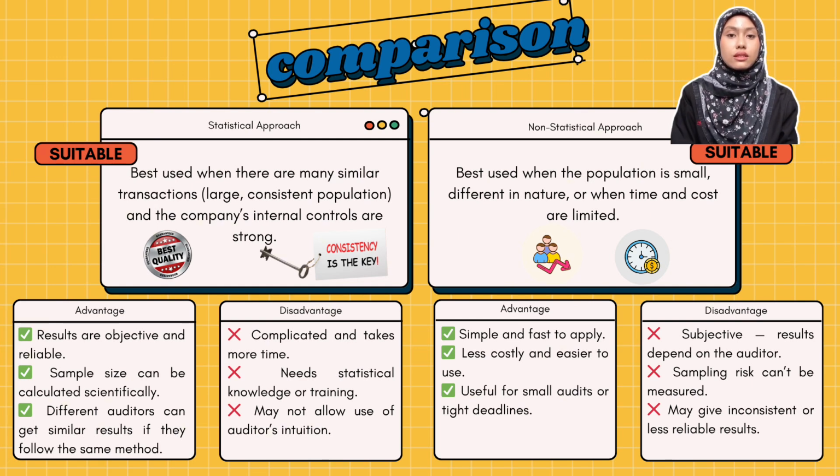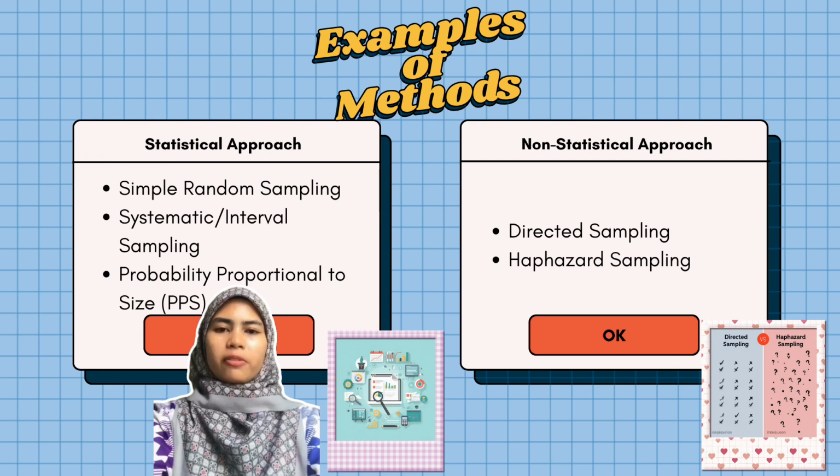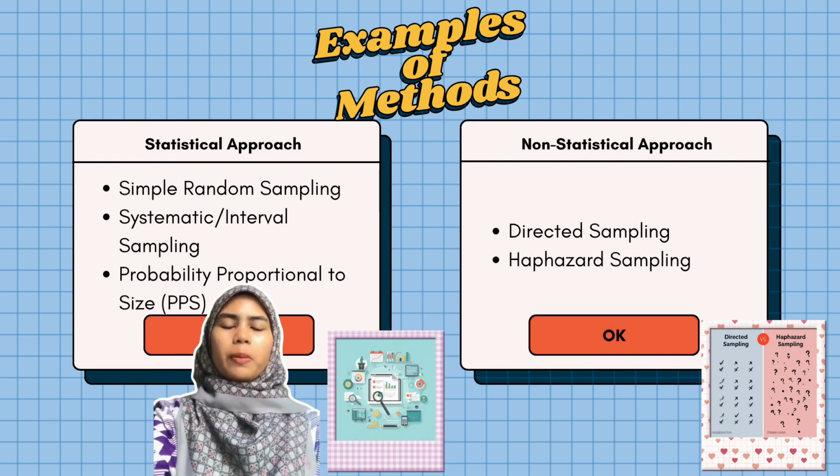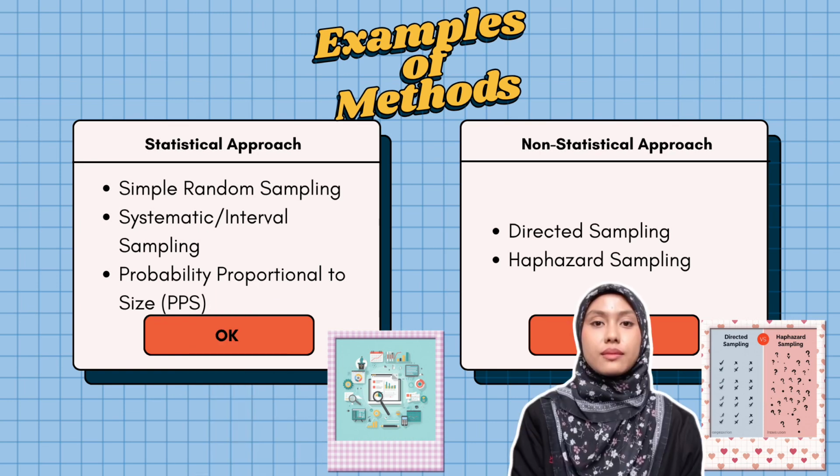However, there are also some disadvantages. First, the results can be subjective since they depend on the auditor's judgment. Next, sampling risk cannot be measured. And lastly, sometimes it may produce inconsistent or less reliable results. And these are examples of methods of statistical approach: simple random sampling, systematic sampling, and probability proportional to size. Examples of methods for non-statistical approach are direct sampling and haphazard sampling.